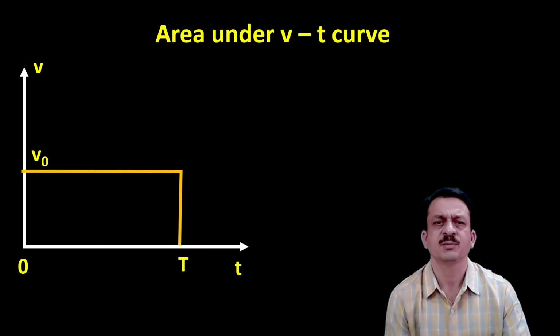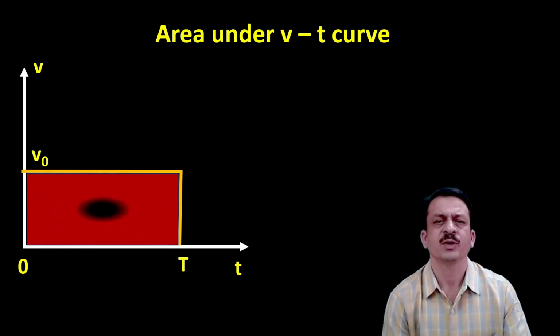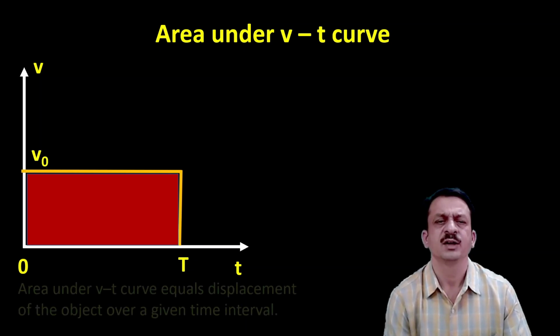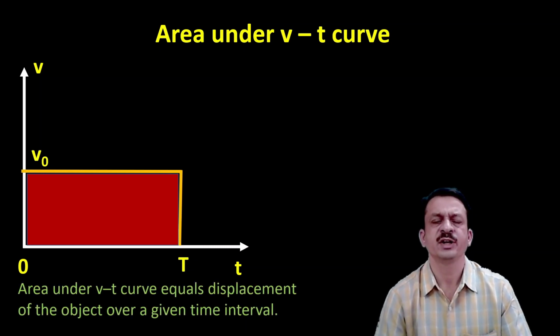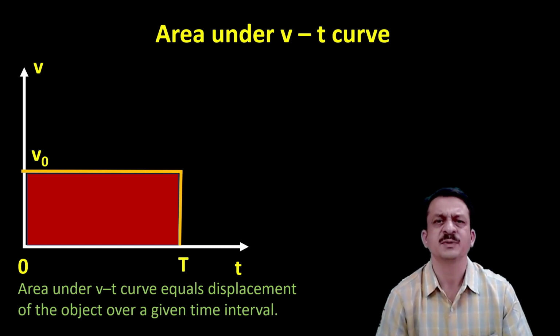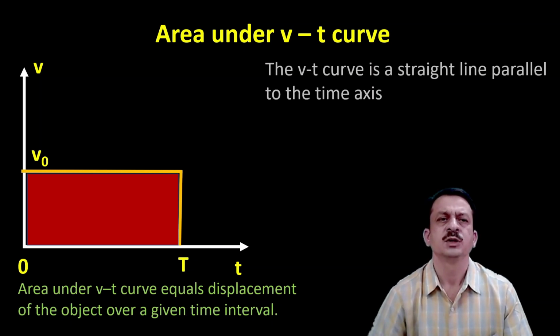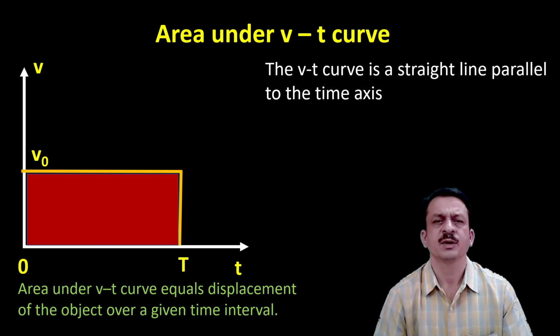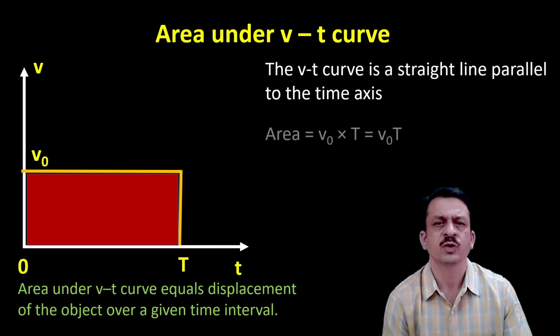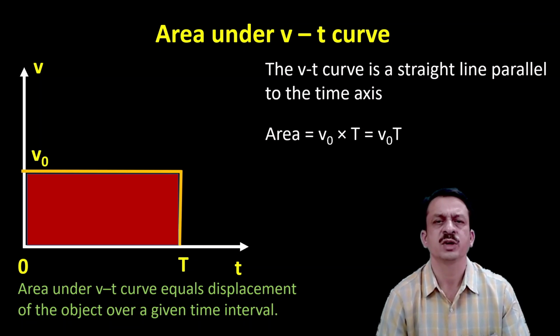So v naught into T, if we multiply, gives the area of this rectangular slab. That area is denoted by the red color. Area is given by v naught into T. Now we work out the area. The area under the Vt curve represents displacement, that we are going to show. The area under the curve, a straight line parallel to the time axis, is equal to v naught into capital T.